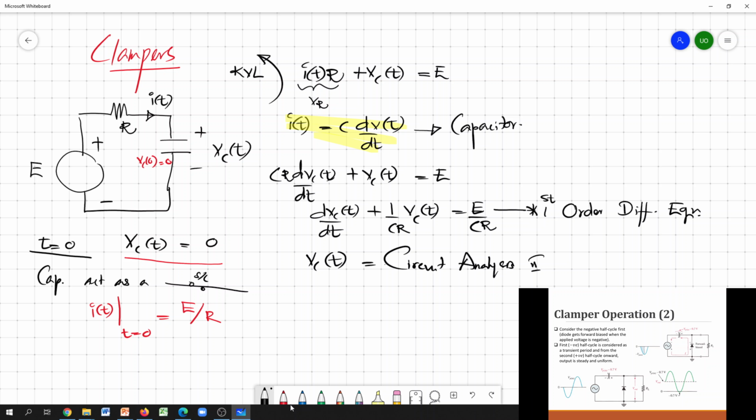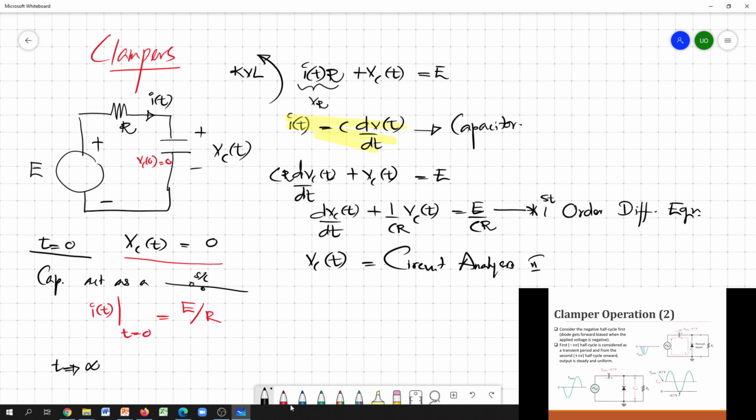So what happens when t goes to infinity? Infinity means we basically pick a value which is relatively large and treat it as t going to infinity. So t is infinite.